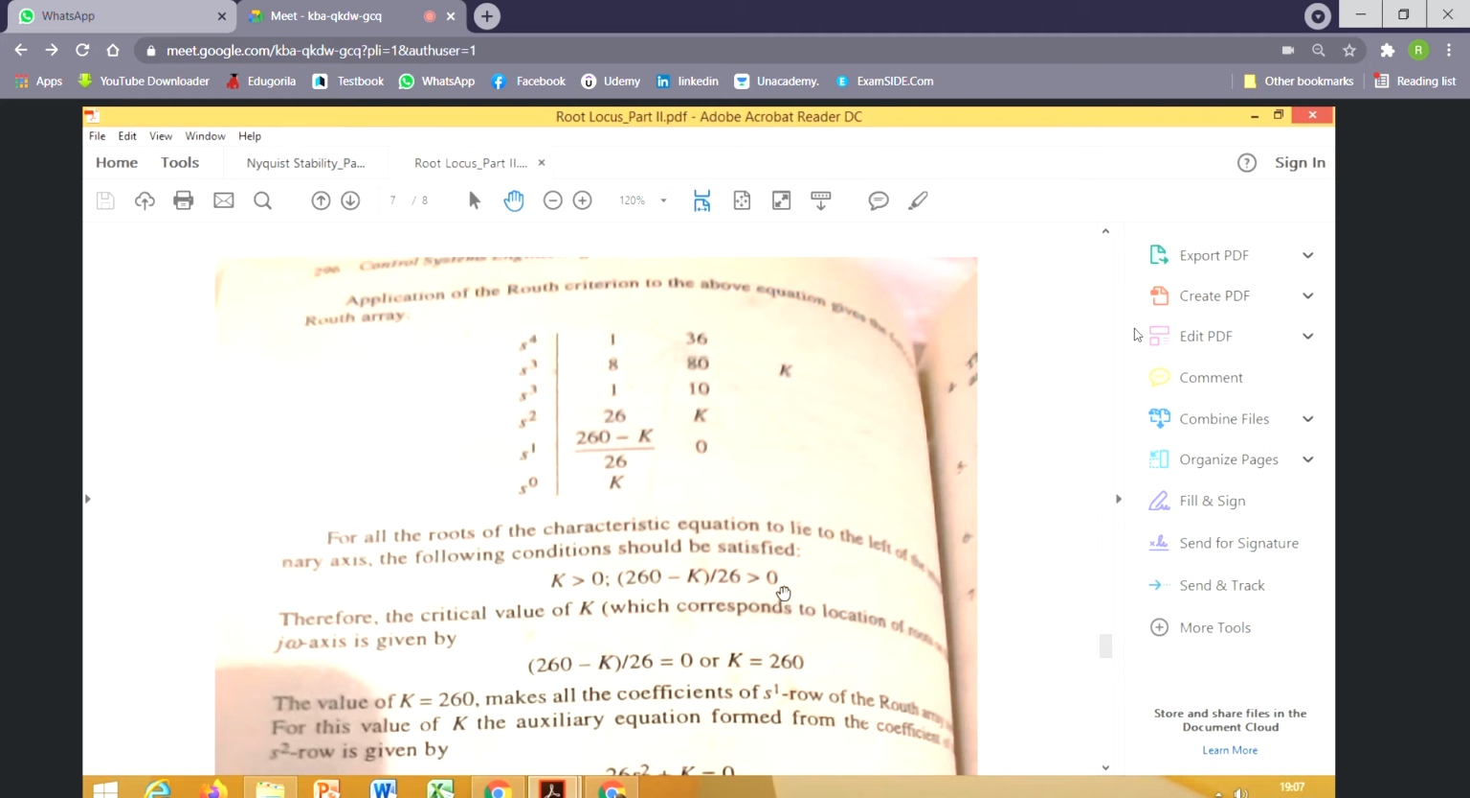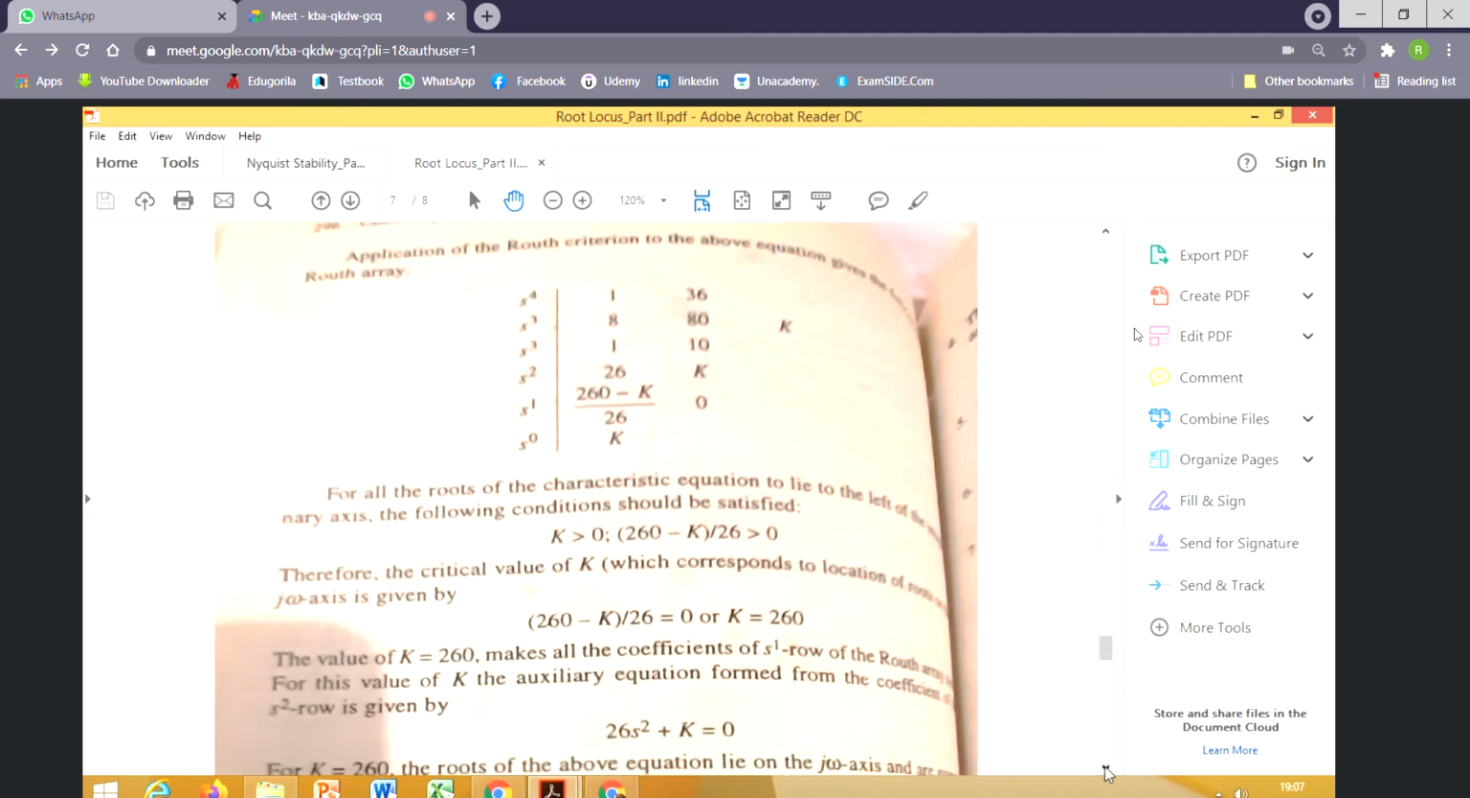That means we want to find out the limiting condition for stability. That means if we make this particular term 0, then the s to the power 1 row will contain all 0 terms, isn't it? So for what value of gain k will this particular term be 0? For a value of k which is 260.